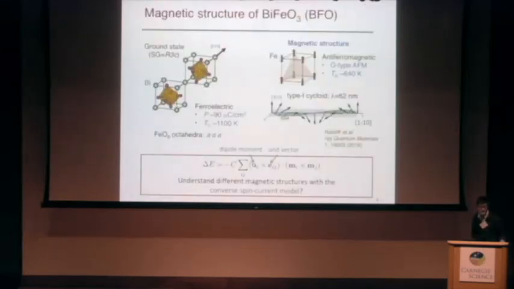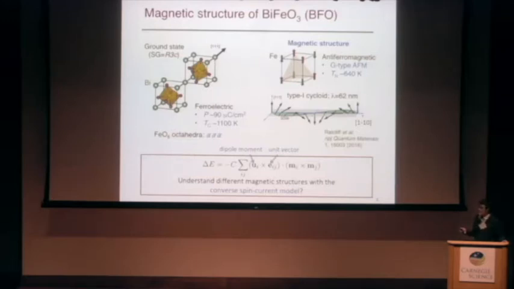So BFO is a very rare room temperature multiferroic. The ground state has rhombohedral symmetry with the space group R3c. It has a very large polarization pointing along the 111 direction. It has a very high Curie temperature above 1,000 Kelvin. It also has antiphase oxygen octahedral tilting along the polarization direction. And its magnetic structure is approximately G-type antiferromagnetic. The Néel temperature is more than 600 Kelvin.